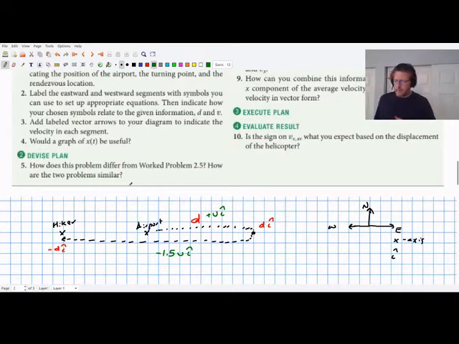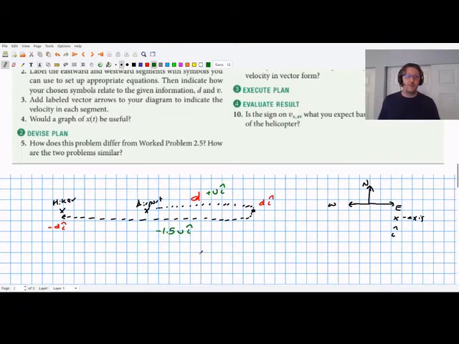Add labeled vector arrows to your segments to indicate the velocity in each segment. So that's what I've just done right there with the plus v i-hat and the negative 1.5 v i-hat. Would a graph of x of t be useful? Well, yeah, of course it would. Graphing things is always a useful thing to do. In fact, I would strongly suggest that almost always making a position versus time graph is a good idea. So let's try and do that.